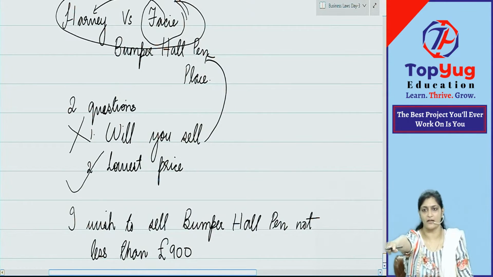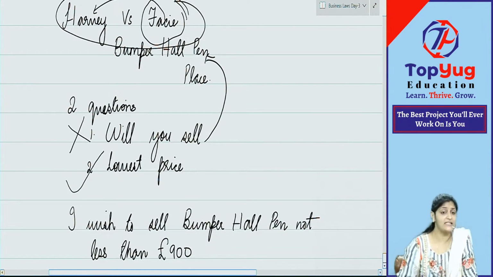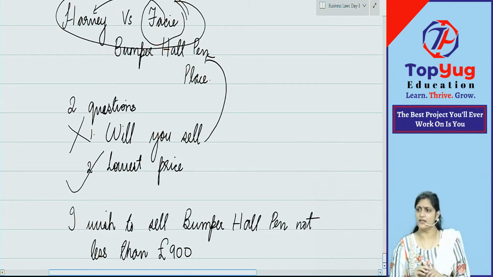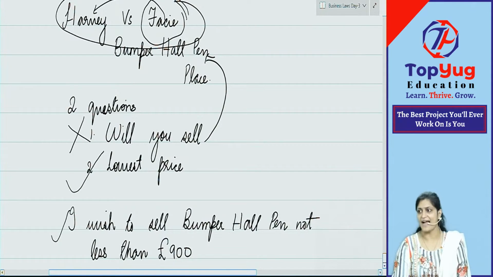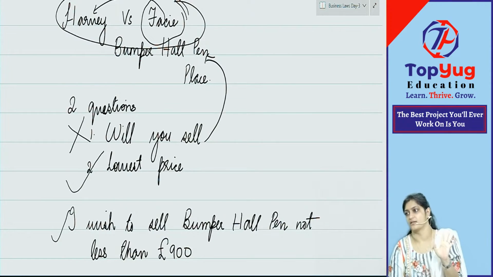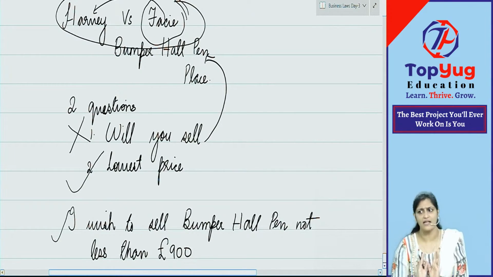Okay, I will pay you 900 rupees. Now sell me that bumper hall pen. Now, Harvey is saying that contract is entered. I gave you offer. You accepted by giving me the price. But here, is there any acceptance? There is only answer to a question. There is no acceptance. You asked me a question. I just gave you the answer.